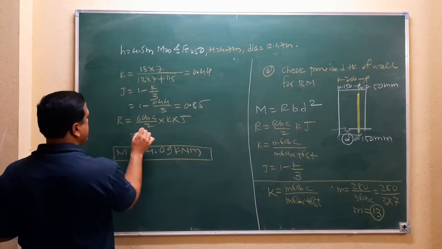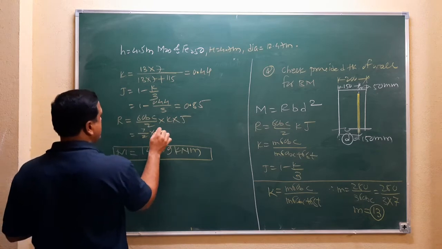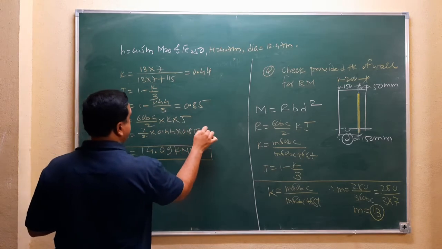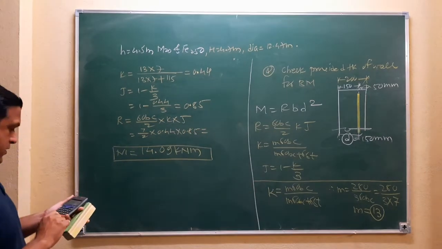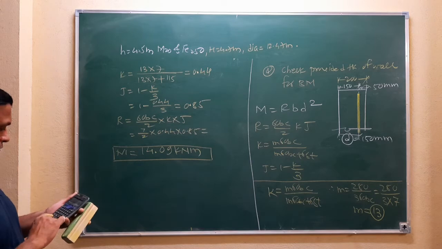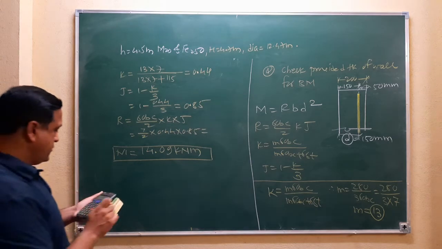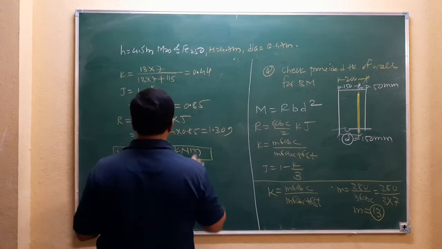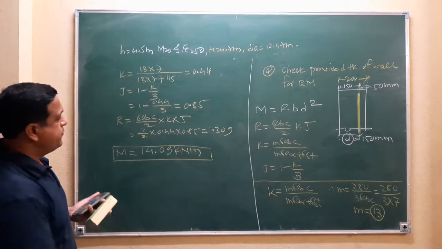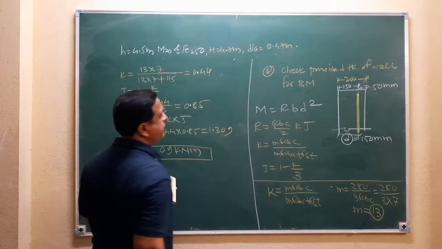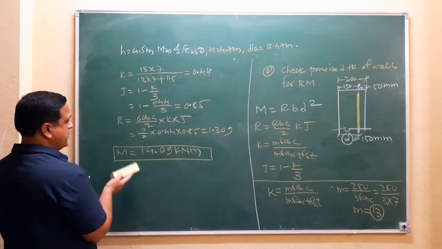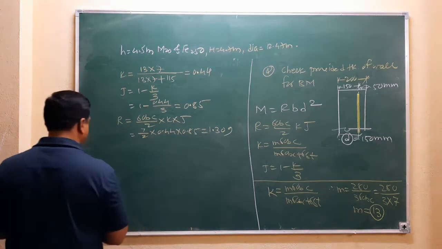I will write here sigma CBC 7 by 2, K is 0.44, J is 0.85. So 7 by 2 into 0.44 into 0.85 is 1.309. So this is the R. You have to put this R here and find out the depth. So 14.09 is the bending moment.